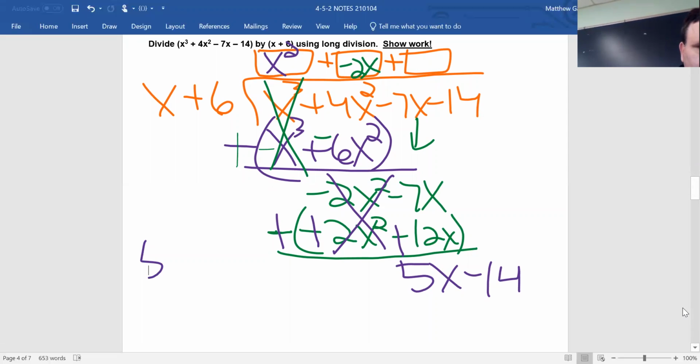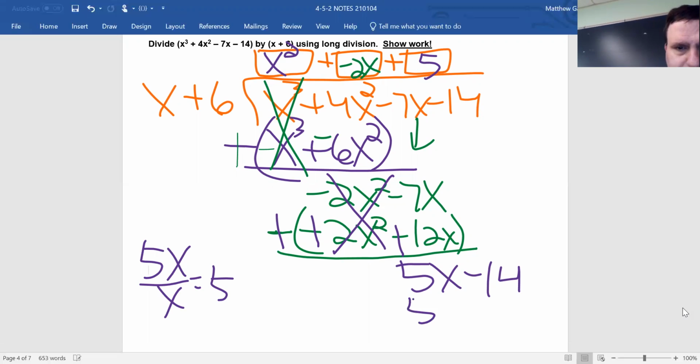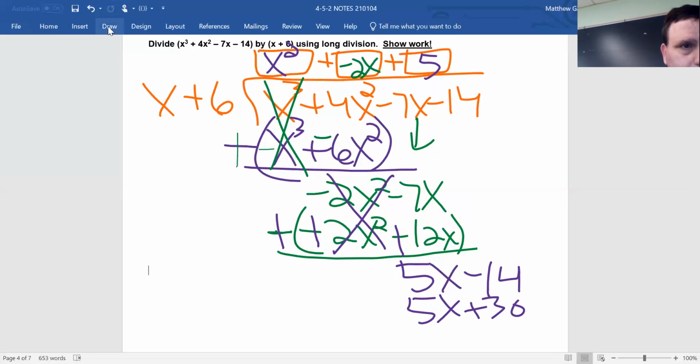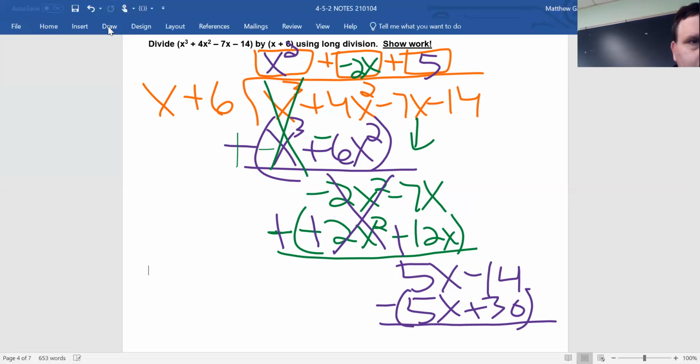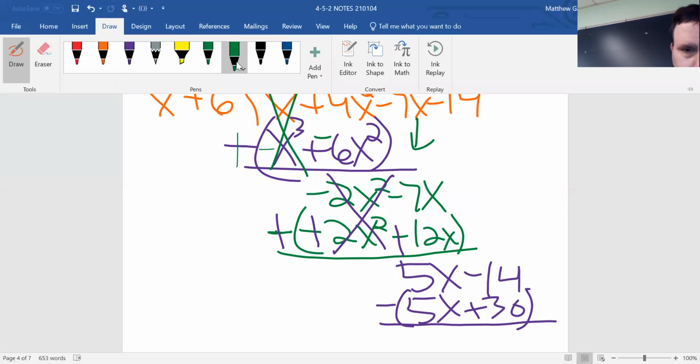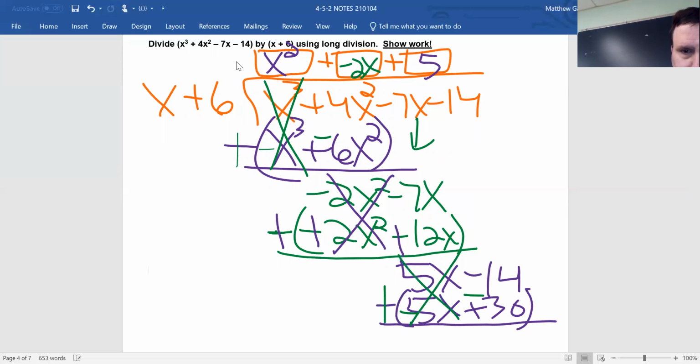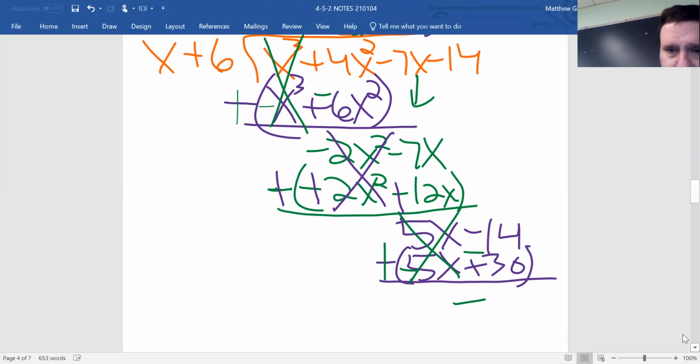So 5x over 1x is 5. That goes in our box. So we're going to be prepared for a remainder. So the 5x, 5 times 6 is 30. So it's going to be negative 14 minus 30. Remainder should be negative 44. Okay, so we just subtract going down. Add opposite. This is gone. Negative 14 minus 30 is negative 44. So you can't go any further.